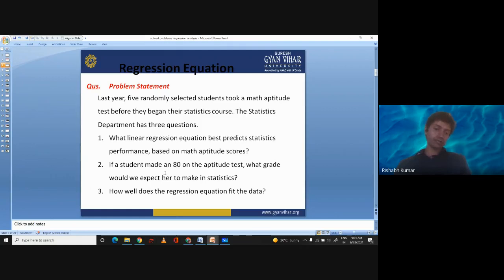So here in the second point, we are being asked to make a prediction, to make a guess: if a student made an 80 on the aptitude test, what grade would we expect her to make in statistics? So the question is expecting us to make a prediction about the marks of a student in statistics based upon the marks of the student in the aptitude test, because there must be some correlation. So we have to first find out whether there is some relationship that we can generalize in the model. Then, how well does the regression equation fit the data?